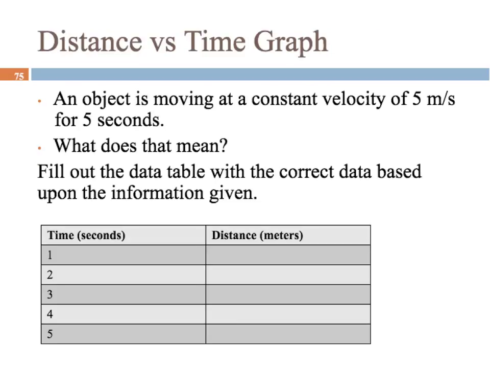Okay, so an object is moving at 5 meters per second for 5 seconds. What does that mean? So on page 26 of your packet, we want to take a look at that data table. So that means at 1 second, it's gone 5 meters, right? And then after 2 seconds, it's gone 10 meters. After 3, it's gone 15 meters. After 4, it's gone 20 meters. After 5, it's gone 25 meters. I know that because it's going 5 meters every second. So 5, 10, 15, 20, 25.